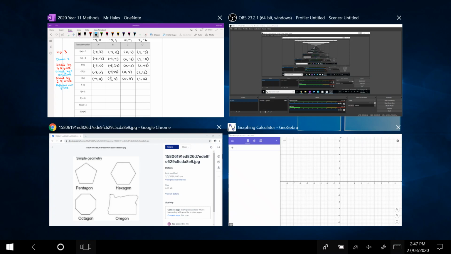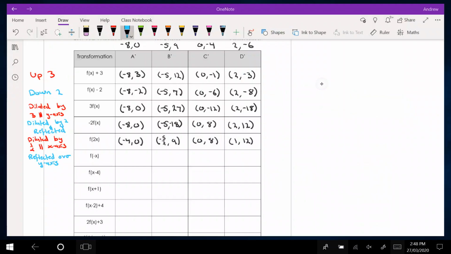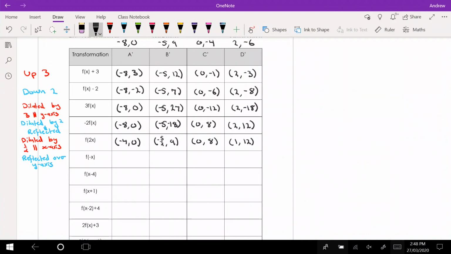Okay? If I was to bring this up, right? Let's say I have negative 2, and that's going to be reflected on the y-axis. Sorry, positive 2 reflected on the y-axis goes to negative 2. So it just changes the x-coordinate. So all these now just swap signs. It's going to be 8, 0. It's going to be 5, 9. It's going to be 0, negative 4. And negative 2, negative 6.